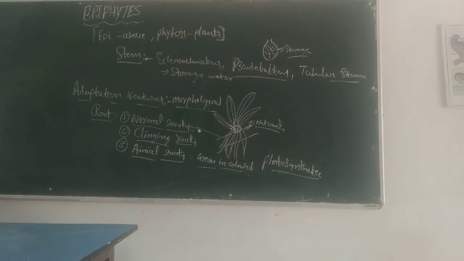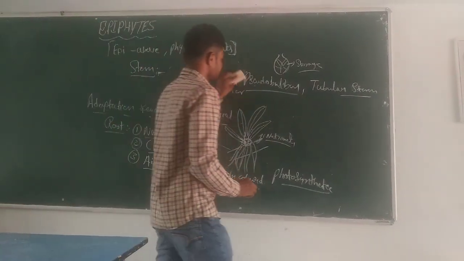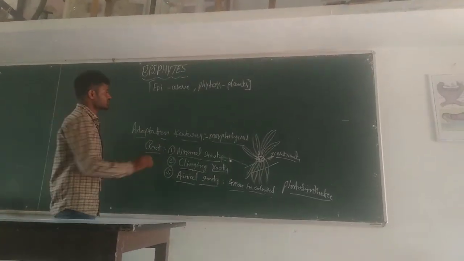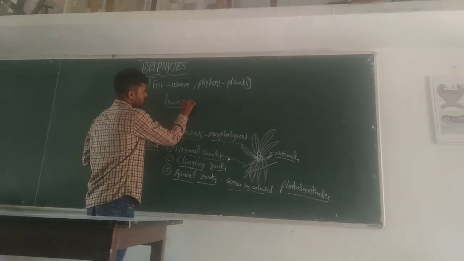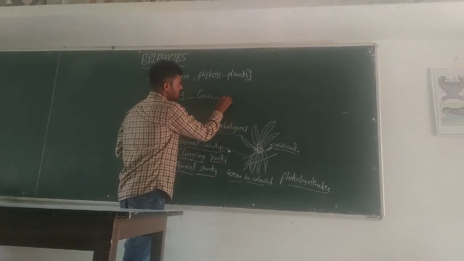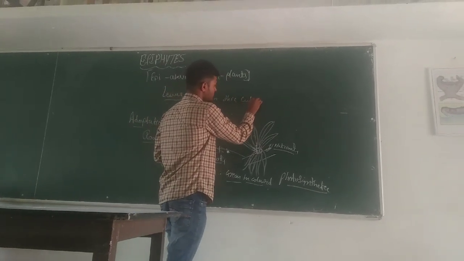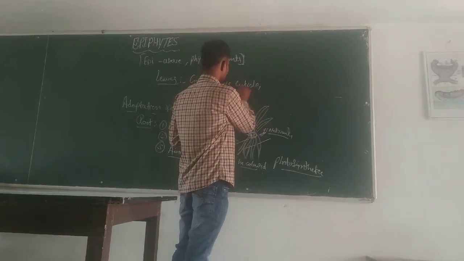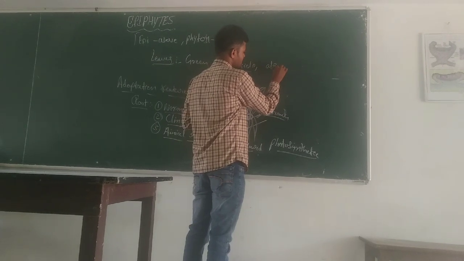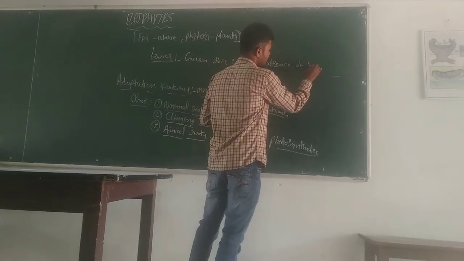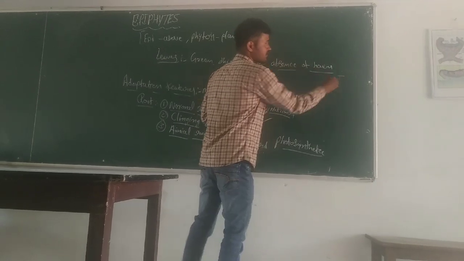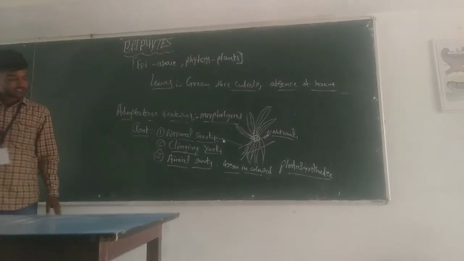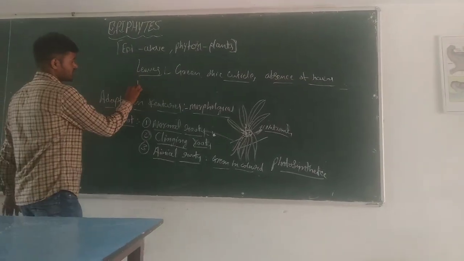Next, the leaves. The leaves are very important. The leaves are green in color and thick, with a thick cuticle. Very important, there is an absence of leaf hairs. Next, the epidermis is completely absent. Next, the fruits.